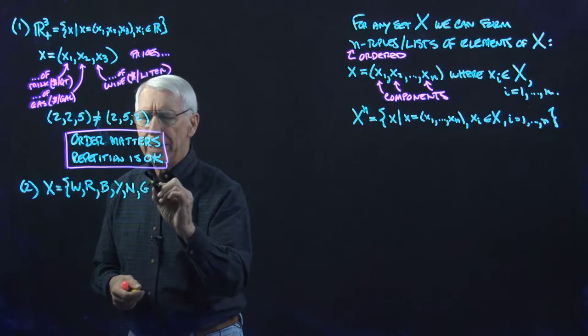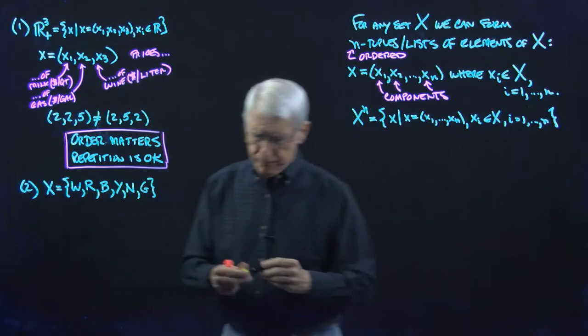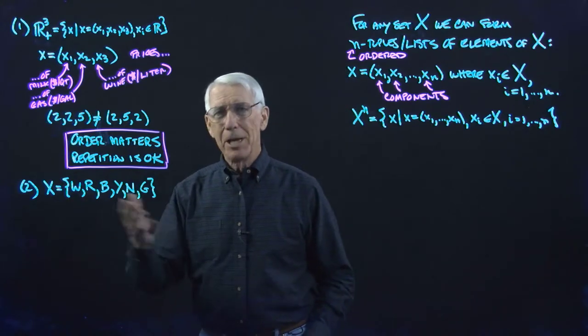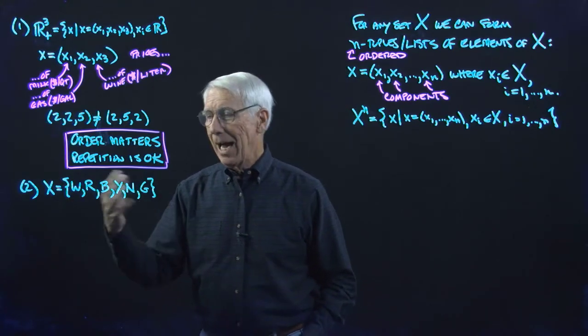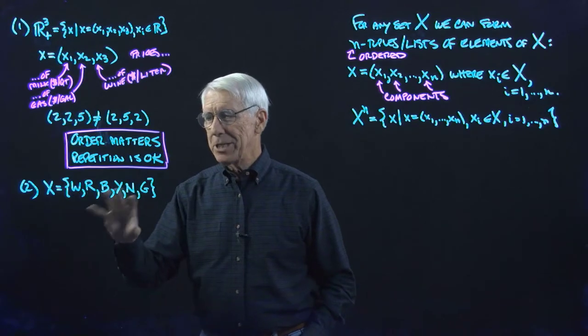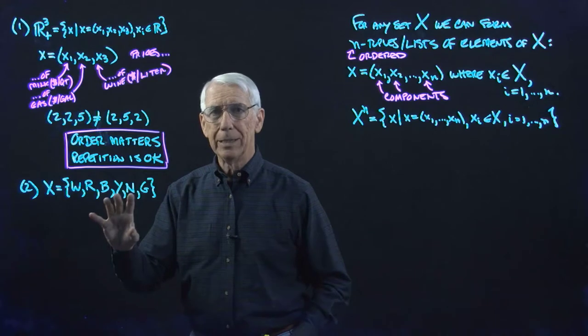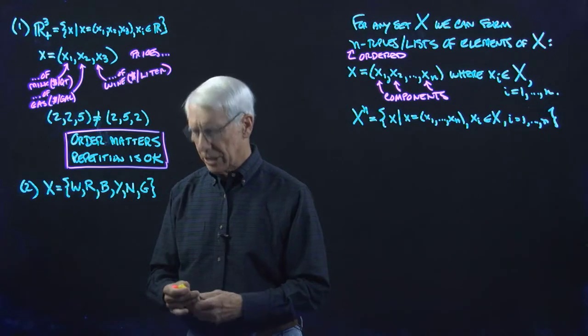Maybe green, that's probably enough colors. So there are lots of colors in the world. I haven't got all the colors in here. I've just said let X be this particular set of 6 colors. And we're going to do everything with just that set of 6 colors.